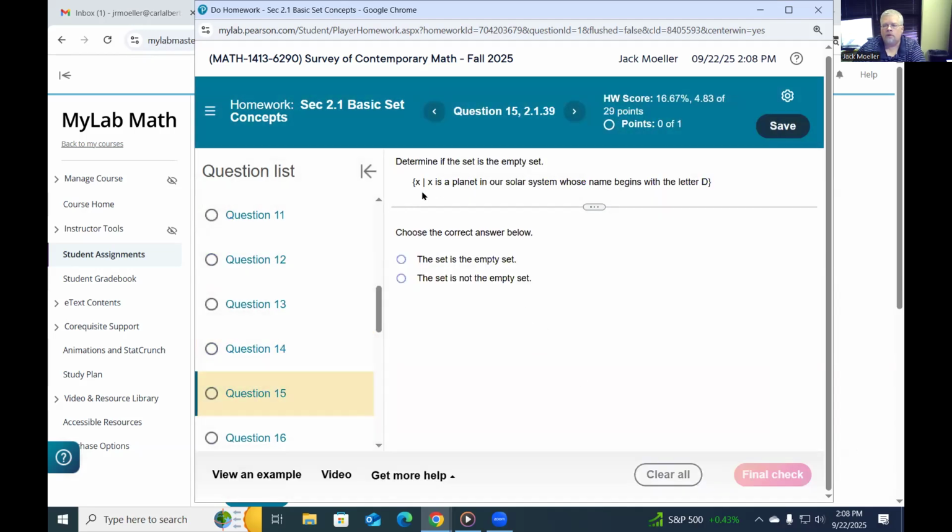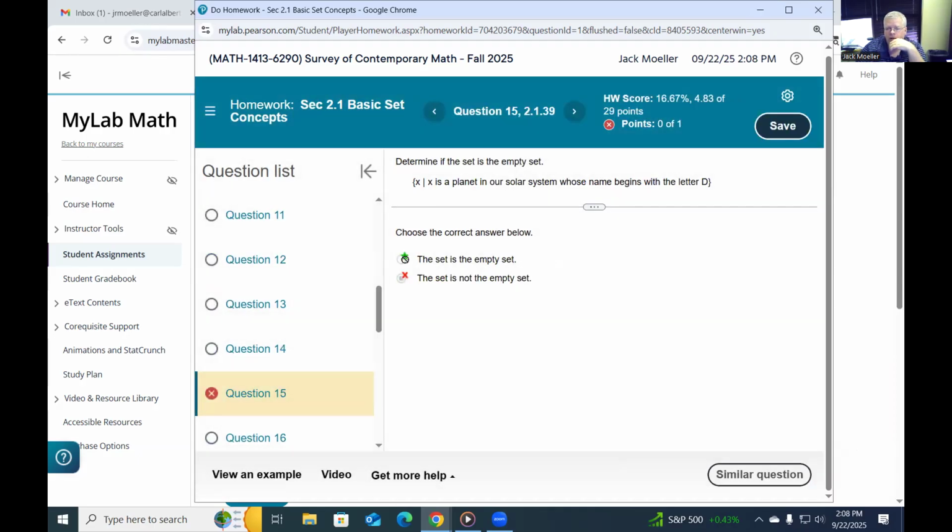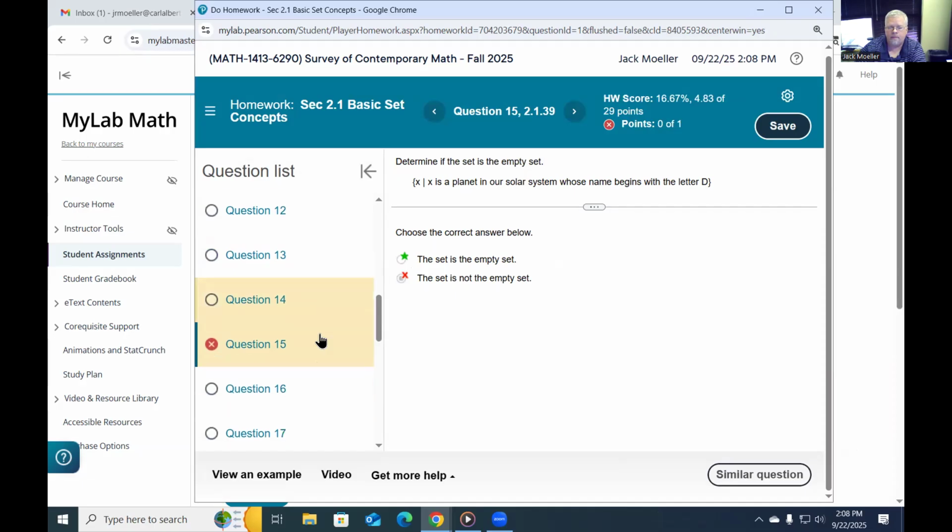All right. So determine if the set is empty. A set X such that X is a planet or solar system that begins with the letter D. Okay. Unless I'm really missing something, there are none. Oh wait, I meant to put empty set. So slow down, I got in a hurry. I knew there was no planet to start with D, so that should have been empty set because there's nothing.